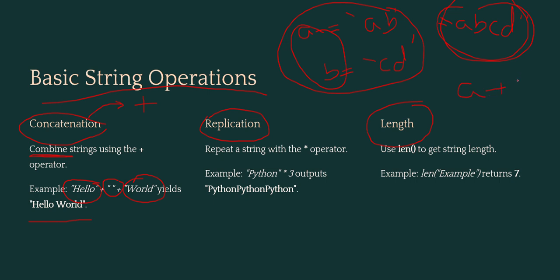I'll be using concatenate operator for combining both the strings together. Simply, which operator will I be using? I'll be simply using plus symbol, plus operator for combining two strings together. I hope this is clear. So concatenation is basically what? For combining strings together. I can concatenate n number of strings together.